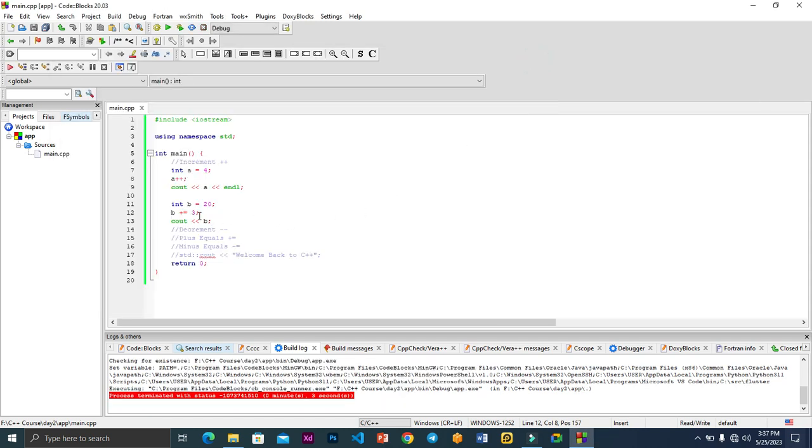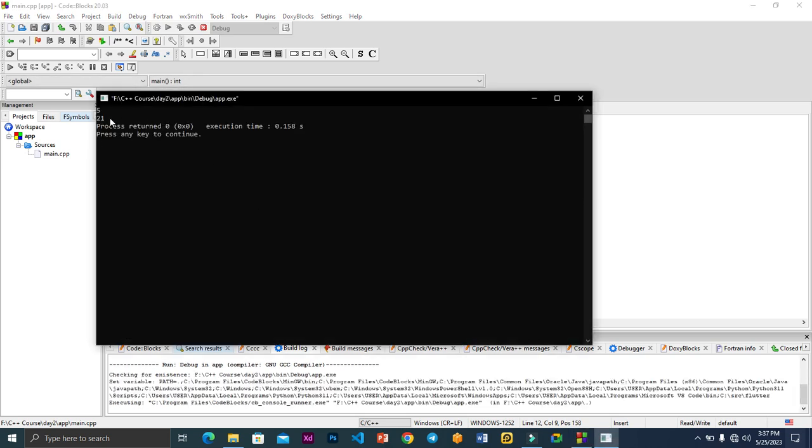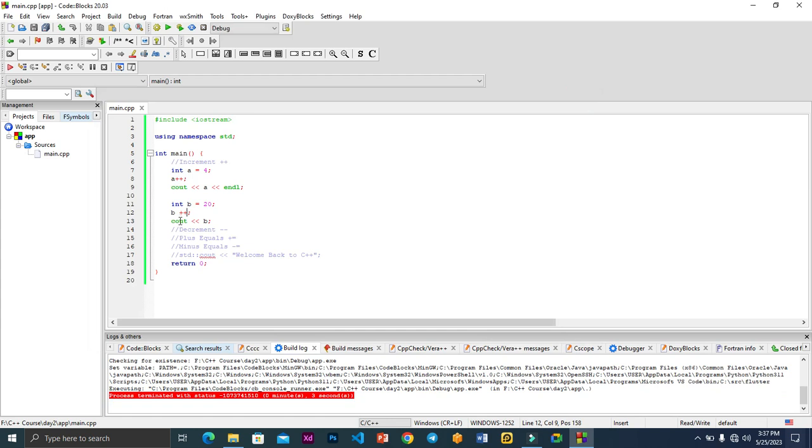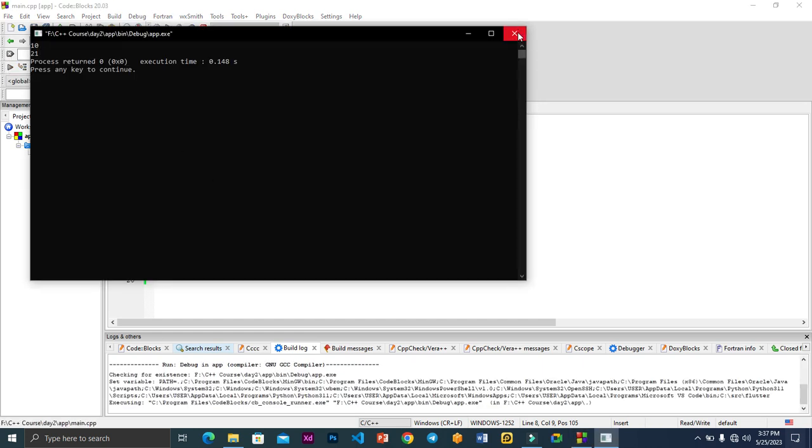We can set b to be b plus plus, and it will also give us 21. So we have 21 right here, we have 5 right here. So instead of going a equals a plus this, we can increase it by 1. And remember, it is only used when we are increasing it by 1. When it's more than 1, we don't use the plus plus. We can just go ahead and use the plus, the equal to, and add the number we are increasing it by, and here we can have 10 right here on top there.